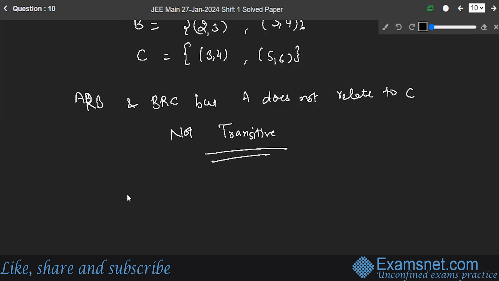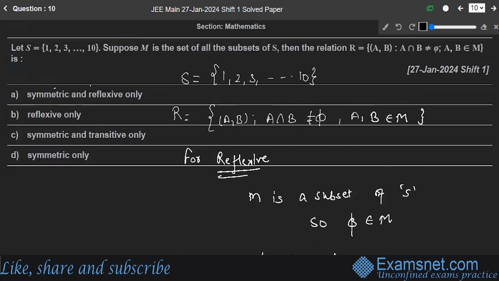All right. So now let's check with the options. It's not transitive, not reflexive. It's only symmetric. So you have D option as the correct answer. Hope you're clear with this. Let's move to the next question then.